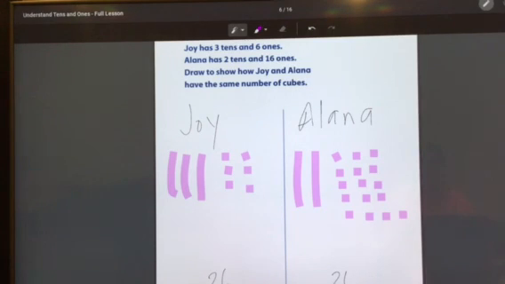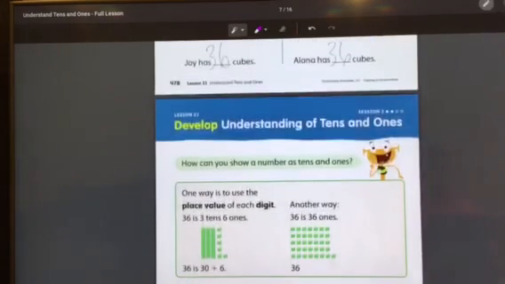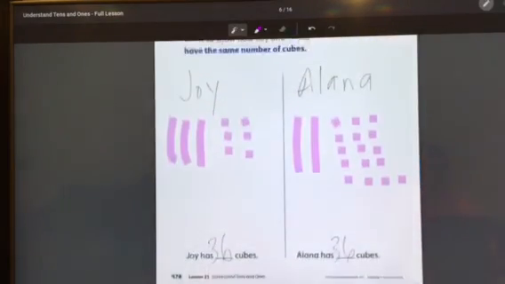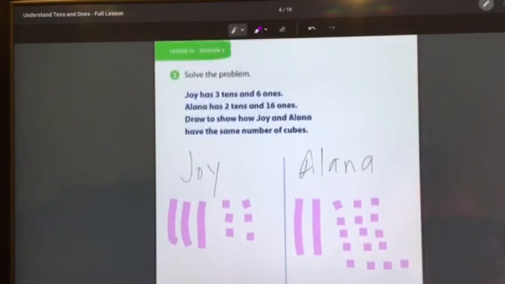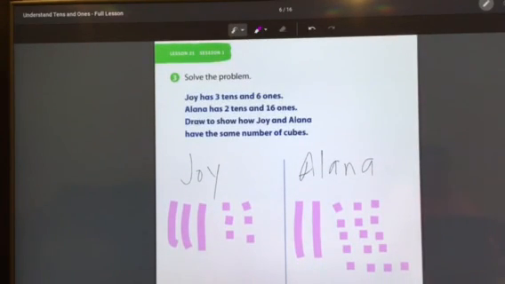So as you can see, Joy used 3 groups of 10 and had less ones. Alana used 2 groups of 10s and had more 1s. All right, we have finished our lesson for the day of lesson 21, session 1.